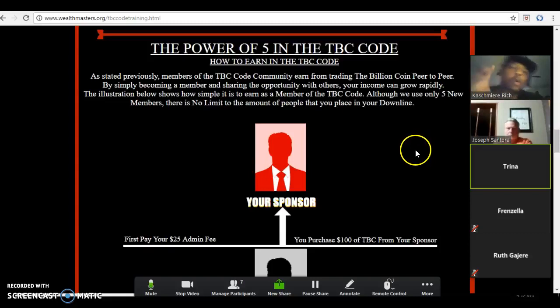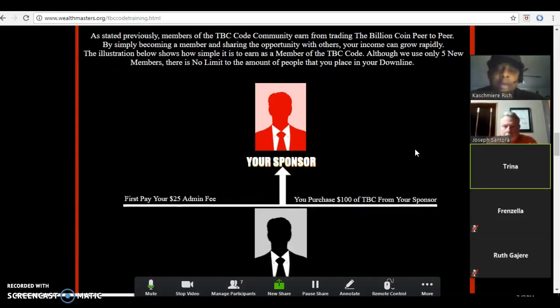Now, looking at the TBC code, same thing applies, guys, but this is where the big money comes into play. Now, you were able to go over there and set up what you needed to set up in Kringle code. You were able to get people in here, get people up and going, right? Really good stuff. We appreciate that. So now this is where it gets interesting. Look right here. Your sponsor, right? You're going to pay your sponsor $25. Well, the $125, right? $25 to admin, $100 to him purchasing the coin.